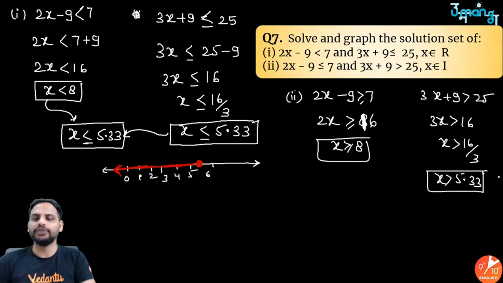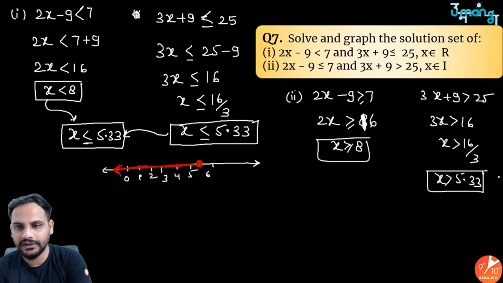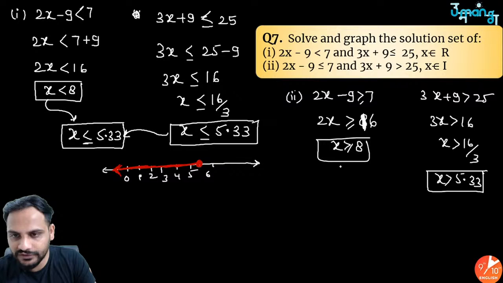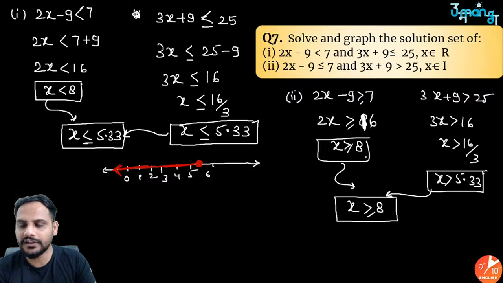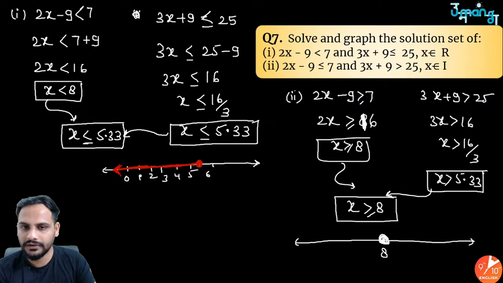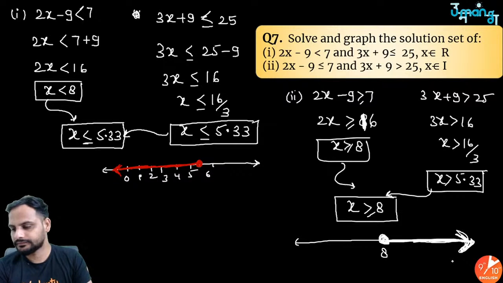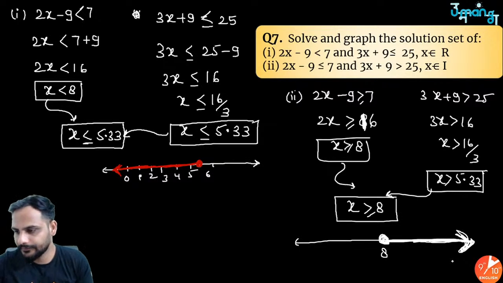Now here, beta, you want a number which is greater than 5.33 and you want a number which should be greater than or equal to 8. So the common solution will be all the values which are greater than or equal to 8, because if a number is greater than or equal to 8, it will always be greater than 5.33. So the common solution here will be x is greater than or equal to 8. On the number line, you know how to represent it. Suppose this is your 8, a darkened circle, and let it go towards this side like this. Got it? Is it clear?